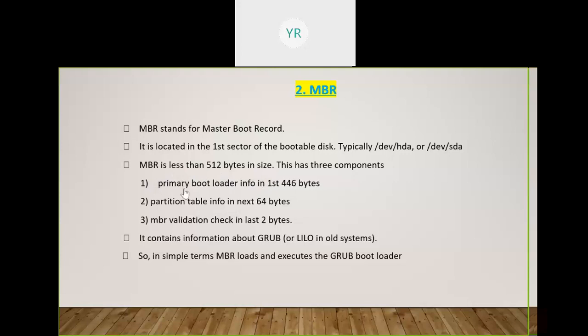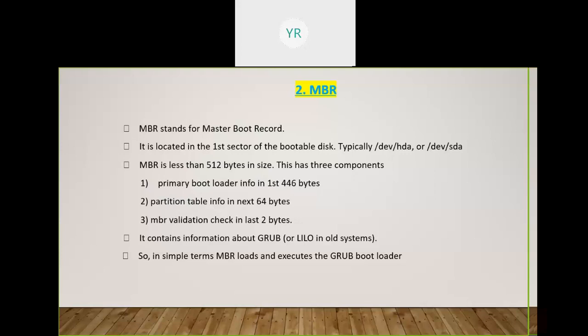Okay, the information about the primary bootloader is located in the first 446 bytes of your MBR. So in total it has 512 bytes, and in that 512 bytes, the first 446 consist of this. After that, the next 64 bytes are occupied by the partition table information, PTI, partition table information.